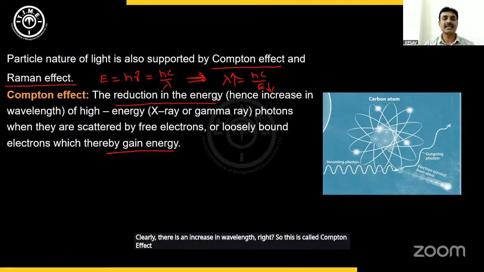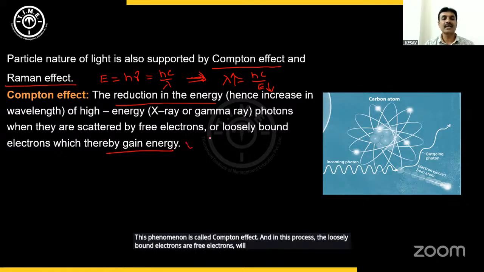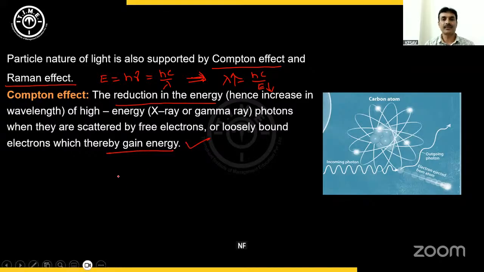The reduction in the energy of high energy photons when they are scattered by free electrons or loosely bound electrons. This phenomenon is called Compton effect. And in this process, the loosely bound electrons or free electrons will gain that difference of the energy. Okay. Right. Next one, Raman effect.